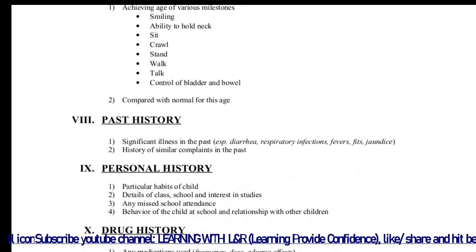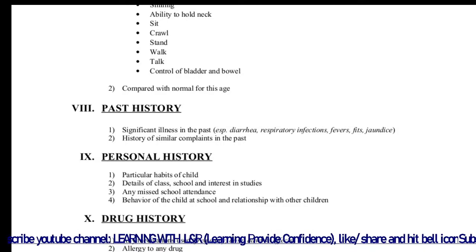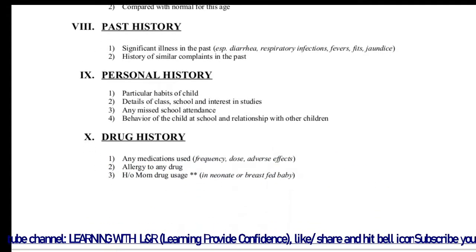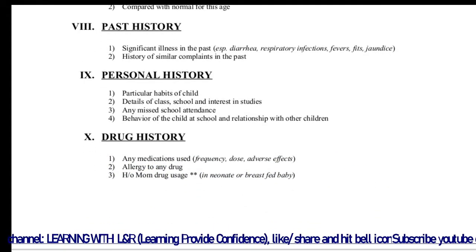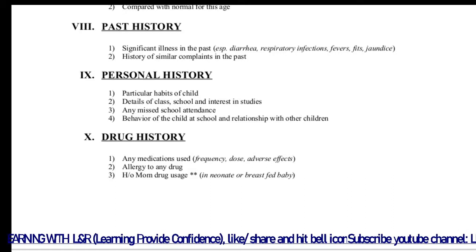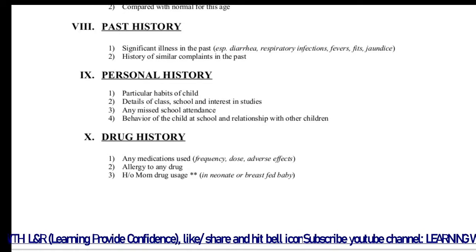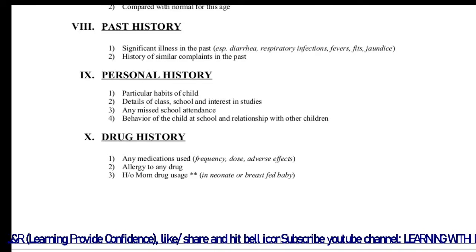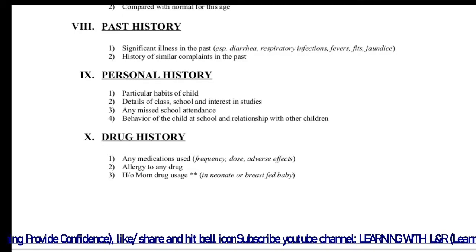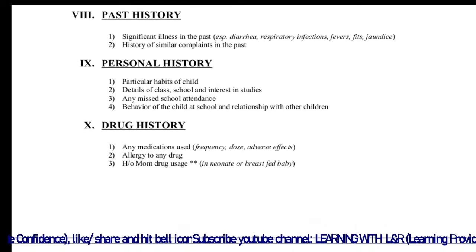Then next one is past history: significant illness in the past, diarrhea, respiratory infections, fevers, fits, jaundice, history of similar complaints in the past. Then the personal history, particular habits of child, details of class, schools and interest in studies, any missed school attendance, then behavior of the child at school and relationship with other children. After that, the drug history: any medications used, the frequency of that drug, dose, adverse effects, allergy to any drug, history of mom drug, if mom used that drug in the neonate or breastfeeding time.